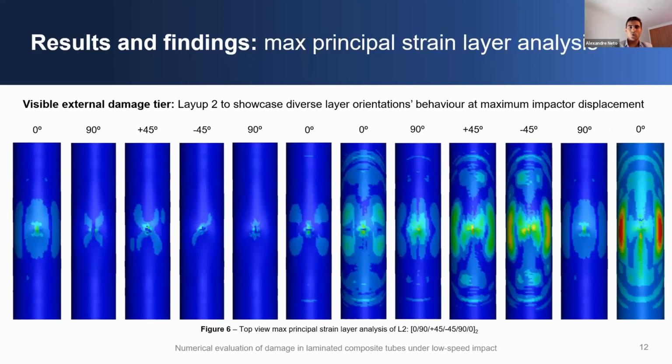Okay, so in order to correlate the impact energy level with the strain results, layup 2 was chosen in the state of external visible damage, where the most energy happens, to showcase the influence of the layer orientation on being subjected to strain at the moment of the most displacement of the impactor. Obviously, blue means no strain and red means maximum strain in this case.